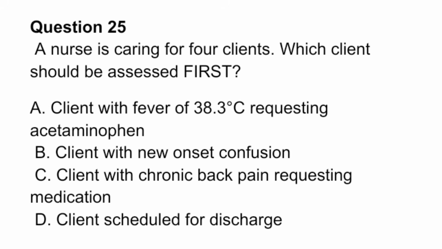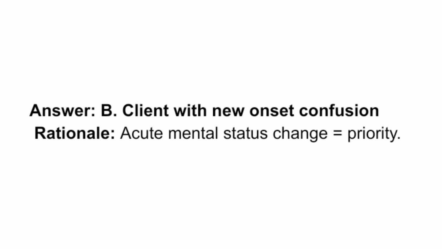Question 25. A nurse is caring for 4 clients. Which client should be assessed first? A. Client with fever of 38.3 degrees Celsius requesting acetaminophen. B. Client with new onset confusion. C. Client with chronic back pain requesting medication. D. Client scheduled for discharge. Answer: B. Client with new onset confusion. Rationale: acute mental status change equals priority.